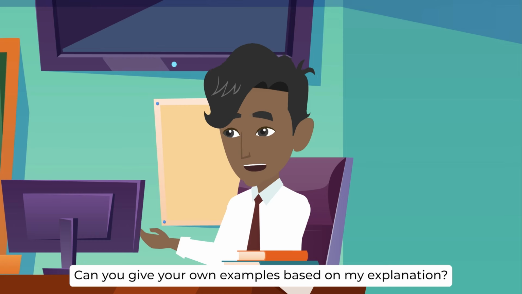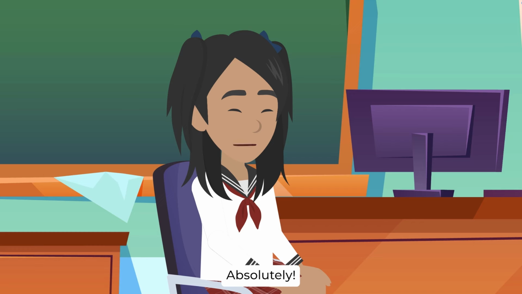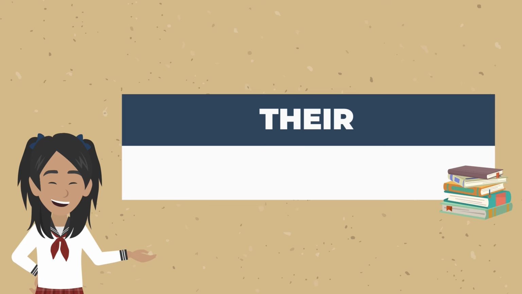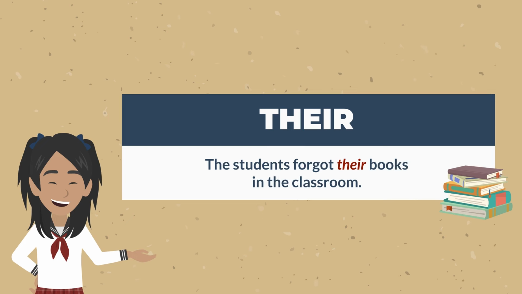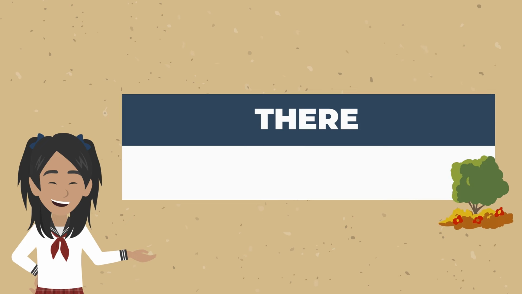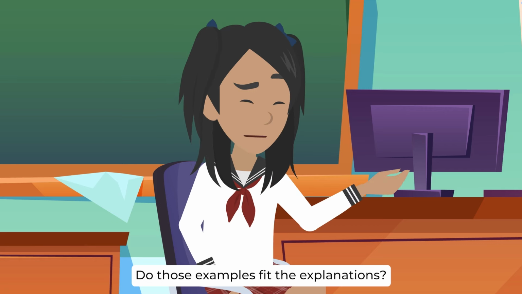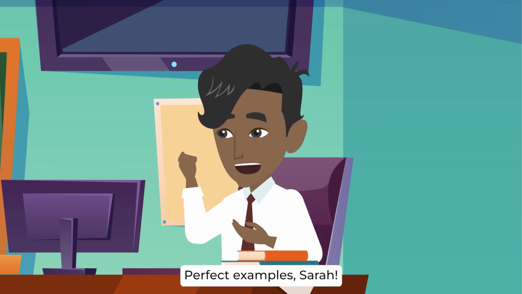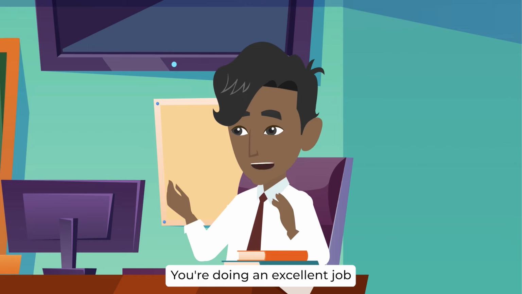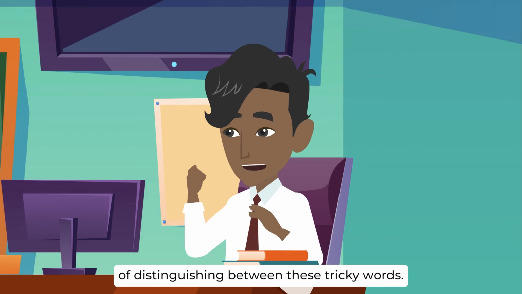Can you give your own examples based on my explanation? Absolutely. So, for their, we could say, the students forgot their books in the classroom, indicating possession by the students. And for there, we might say, let's meet at the park, it's just over there, pointing to a specific location. Finally, for they're, we could use, they're excited about the upcoming field trip, contracting they are to express their feelings. Do those examples fit the explanations? Perfect examples, Sarah. You're doing an excellent job of distinguishing between these tricky words.